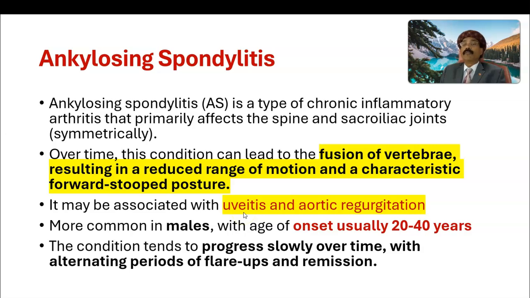Uveitis means inflammation of the uveal tract, that is the iris, choroid, and the ciliary body of the eye. It is more common in males with age of onset usually 20 to 40 years, but it may start during the adolescent period. The condition tends to progress slowly over time with alternating periods of flare-ups and remission.